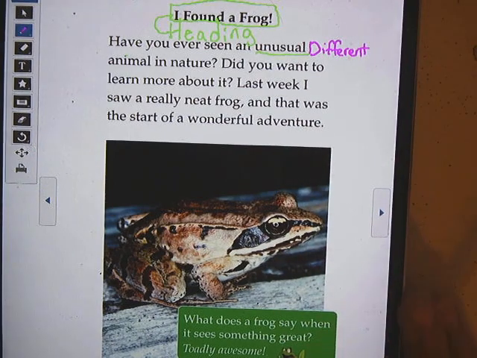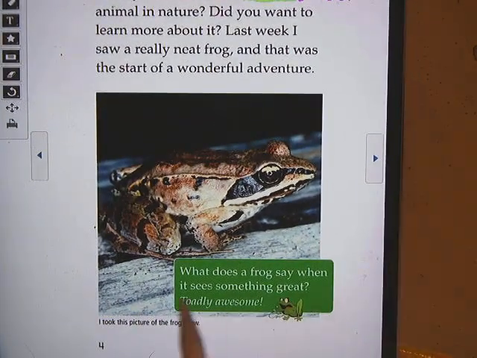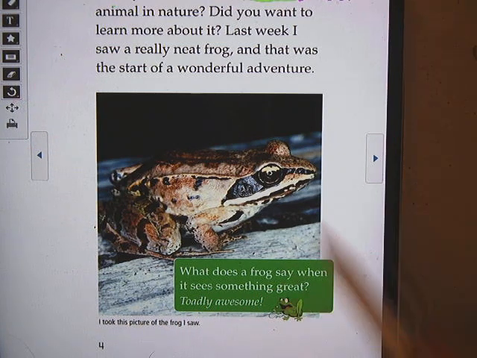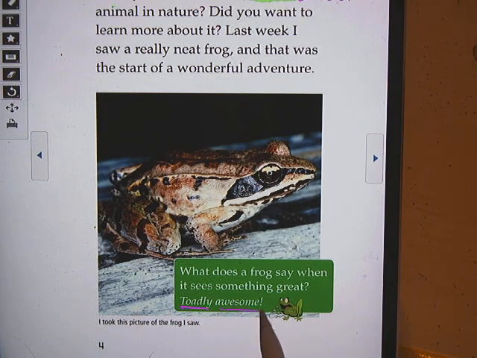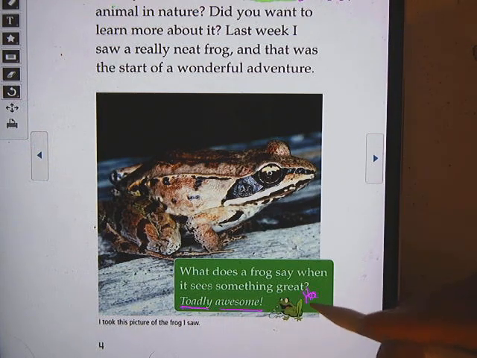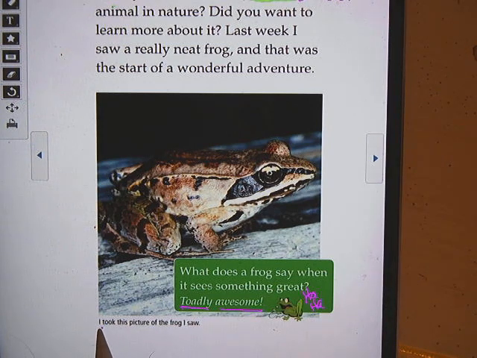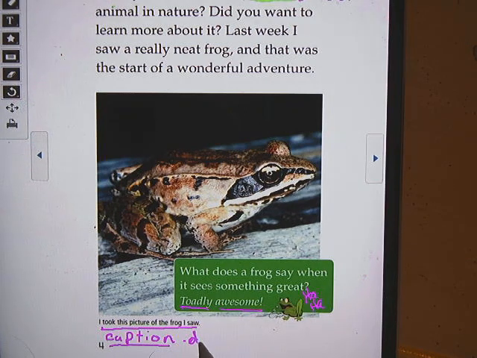Then down here we have a question. It says, what does a frog say when it sees something great? Okay, this is a joke, and it says, totally awesome. Ha, ha, ha. Okay, and right here's a caption. And remember, I'm going to write caption. A caption describes the what? Caption describes the photograph.